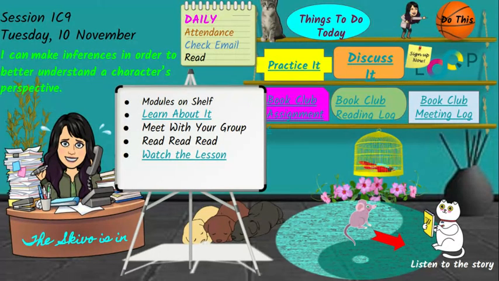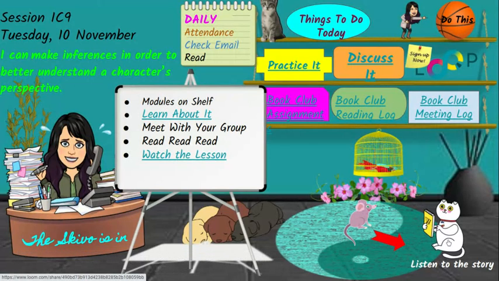As usual, first thing I have on here is the modules on the shelf. That is your things to do list. So anything that is a link is a thing to do. Please remember that. On the things to do list, I told you yesterday you're going to have some activity based on the Hoops story, and here it is. Remember, the link to the story is here so you can listen to it.